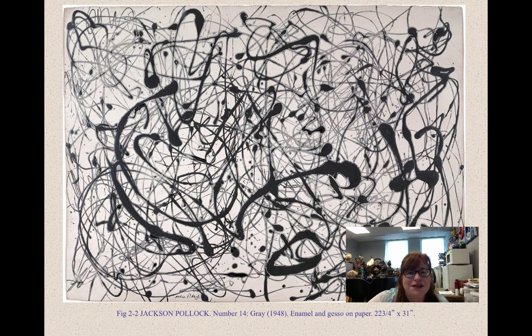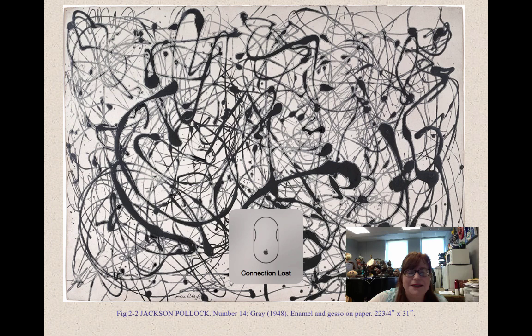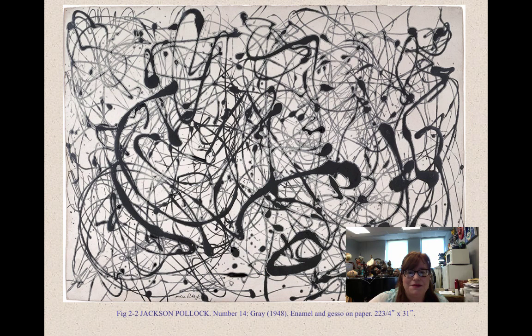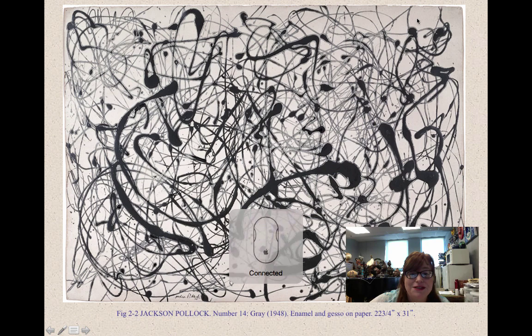So the first one is by the artist Jackson Pollock. And you can see I lost my mouse. That's okay. So the first one we're looking at is Jackson Pollock. And here we have Number 14, Gray from 1948. This is enamel and gesso on paper.